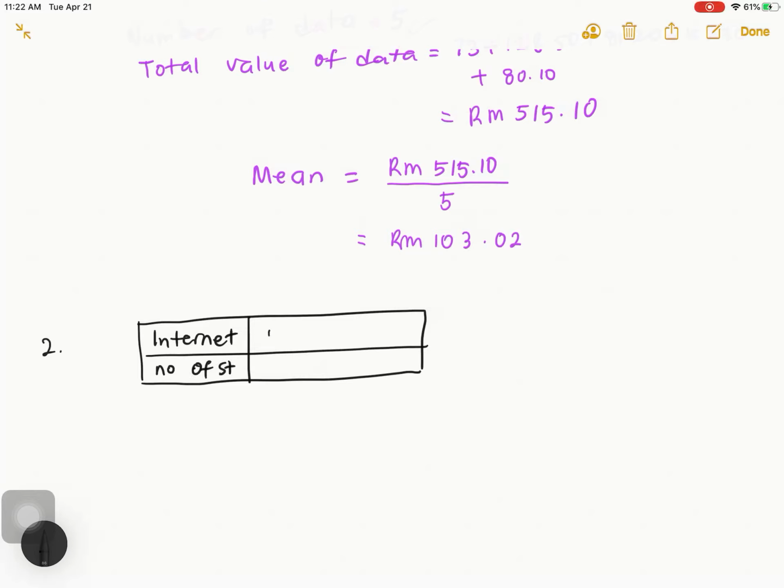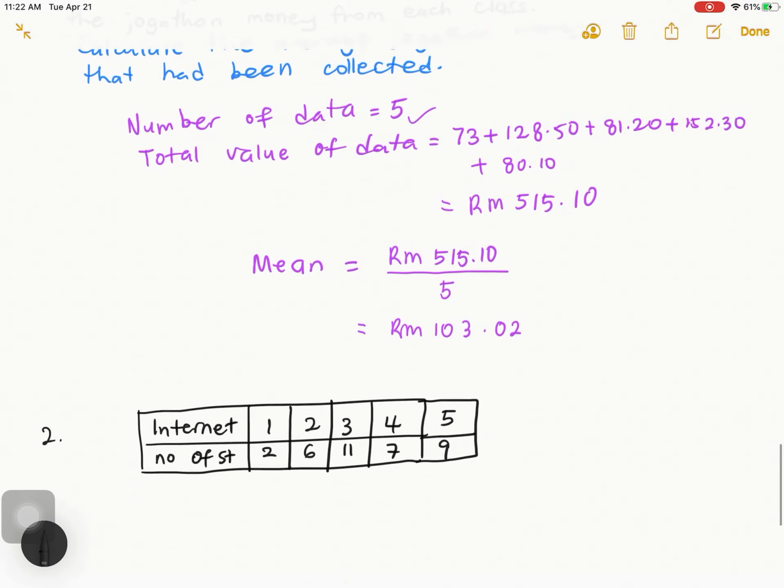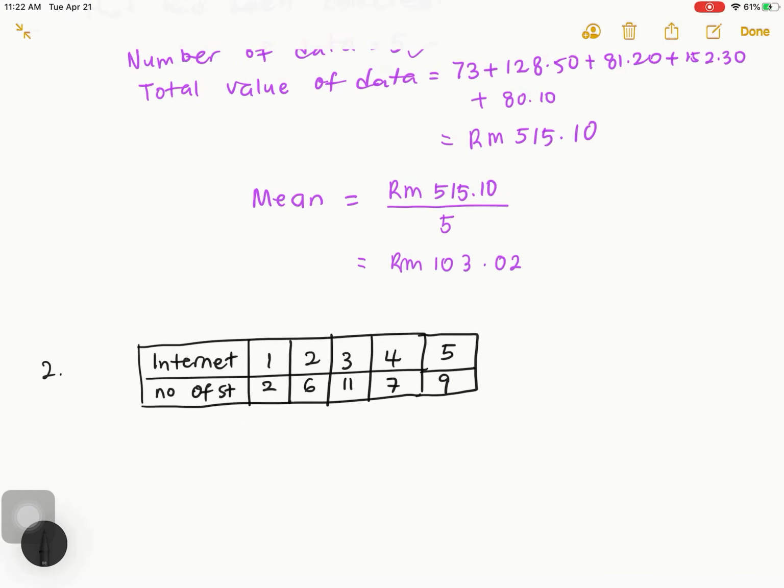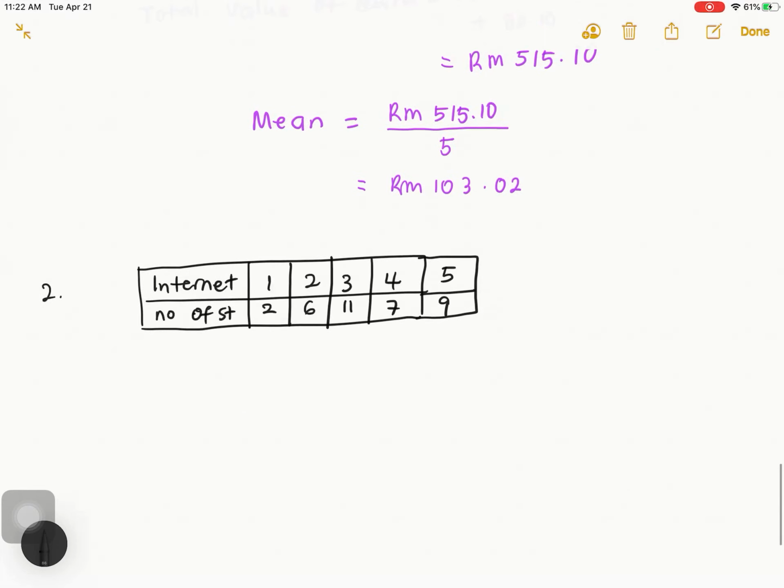Okay, number of students, and the usage of internet. So this is like a real data. So the number of students and the internet usage. So you got 2, 6, 11, 7 and 9. So in this case, you cannot just add the value. So in this case, you have to find the formula.